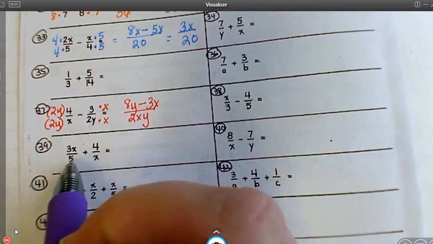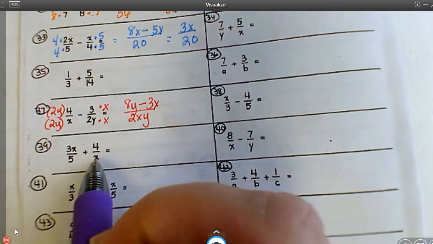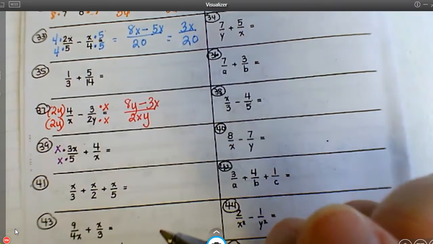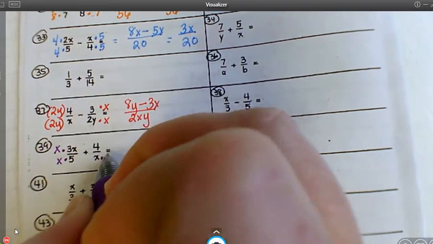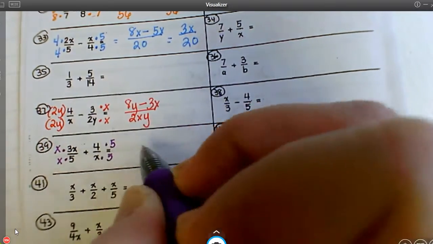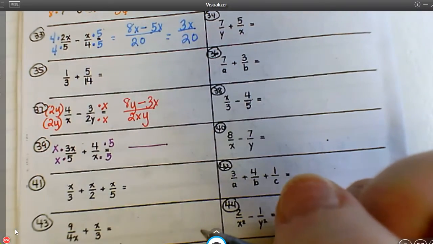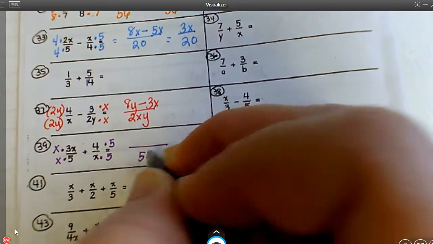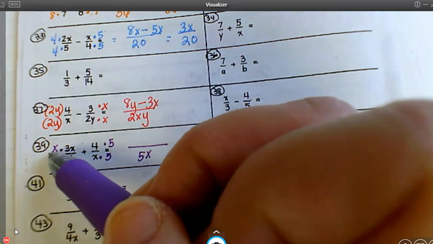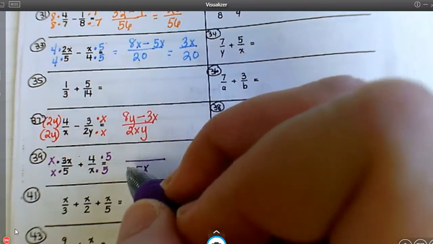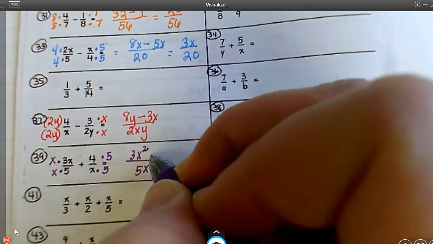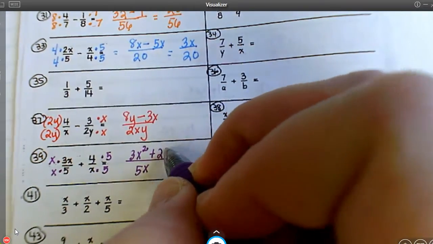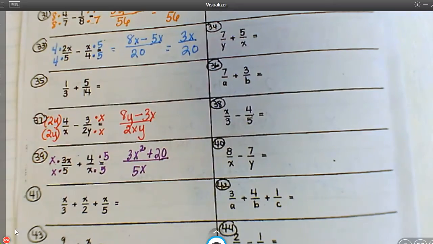Okay, let's keep going. So we've got a 5 and an x as our denominator. So I'm going to multiply the 5 by x, which means I also need to multiply the top by x. I'm going to multiply the x by 5, which means I need to multiply the top by 5. That means my common denominator is the 5 and the x multiplied, so 5x. 3x times x is 3x squared. 4 times 5 is 20. And so you get that.